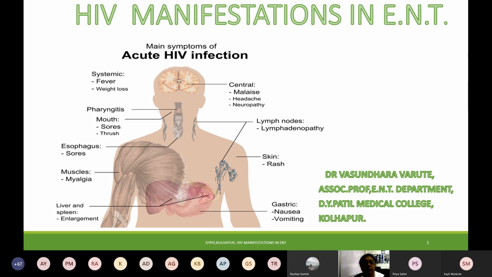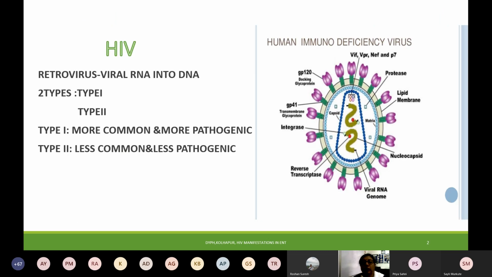Including head and neck. So we'll be discussing only head and neck, that is ENT based. HIV is a retrovirus, converting viral RNA into DNA. This is the picture showing the virus. There are two types of HIV, type 1 and type 2. Type 1 is more common and more pathogenic, and type 2 is less common and less pathogenic.